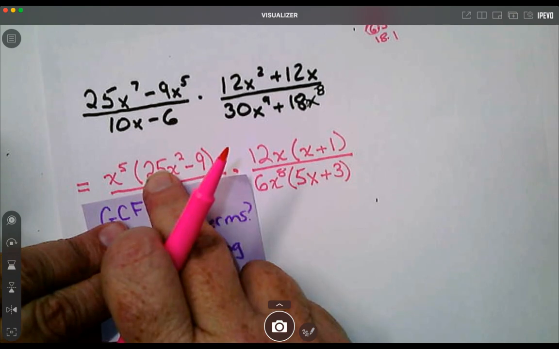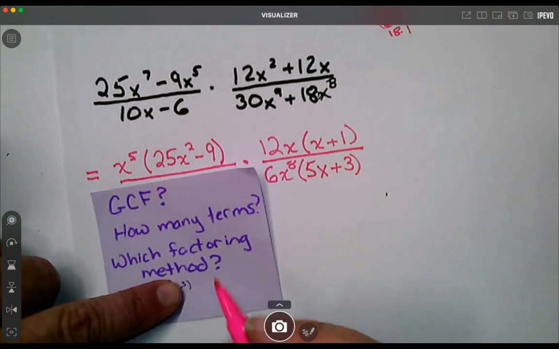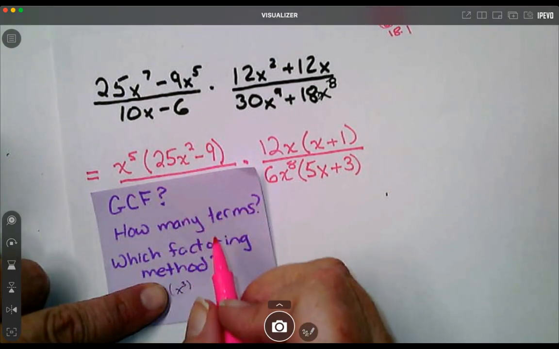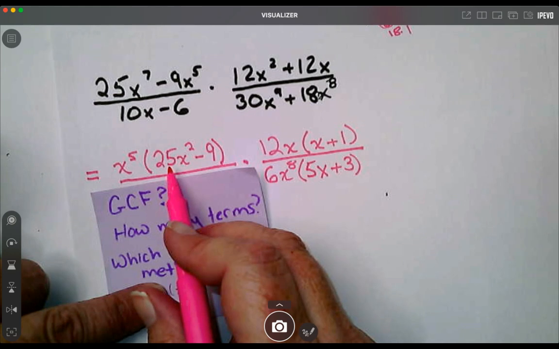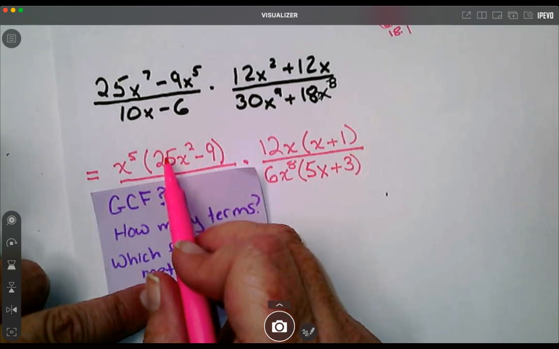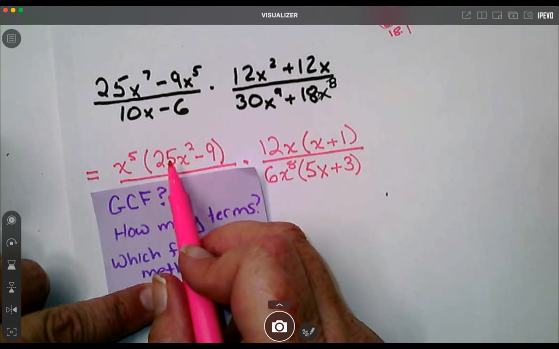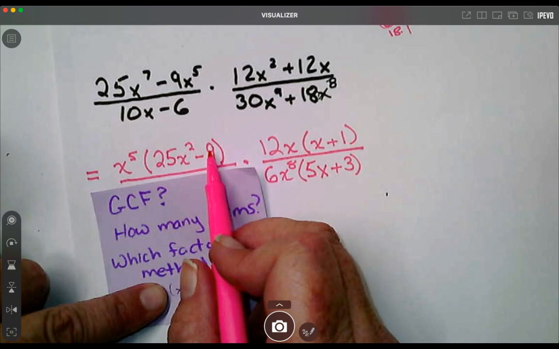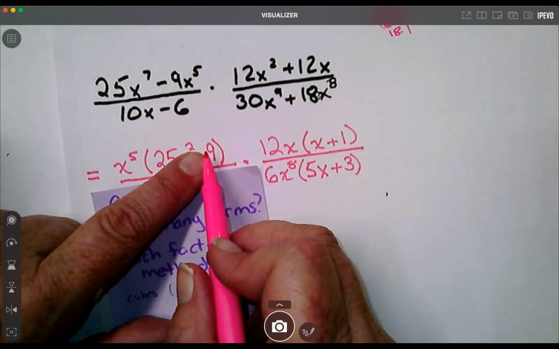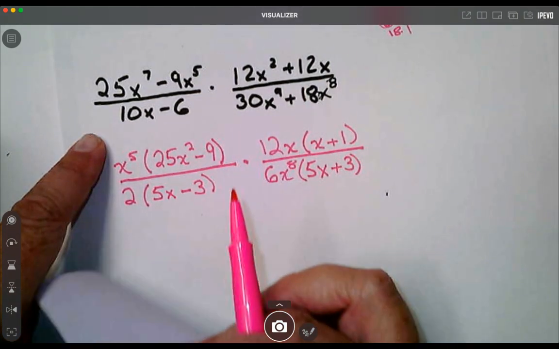So if I look here, I have 2 terms. It's not cubes because there's no x to the power of 3. So I have to ask myself, is it difference of squares? Is this a perfect square? It is. 5x times 5x. Is this a perfect square? And we forgot about the negative, just look at that. 3 times 3. Yeah, so it could be 5x plus 3 and 5x minus 3.